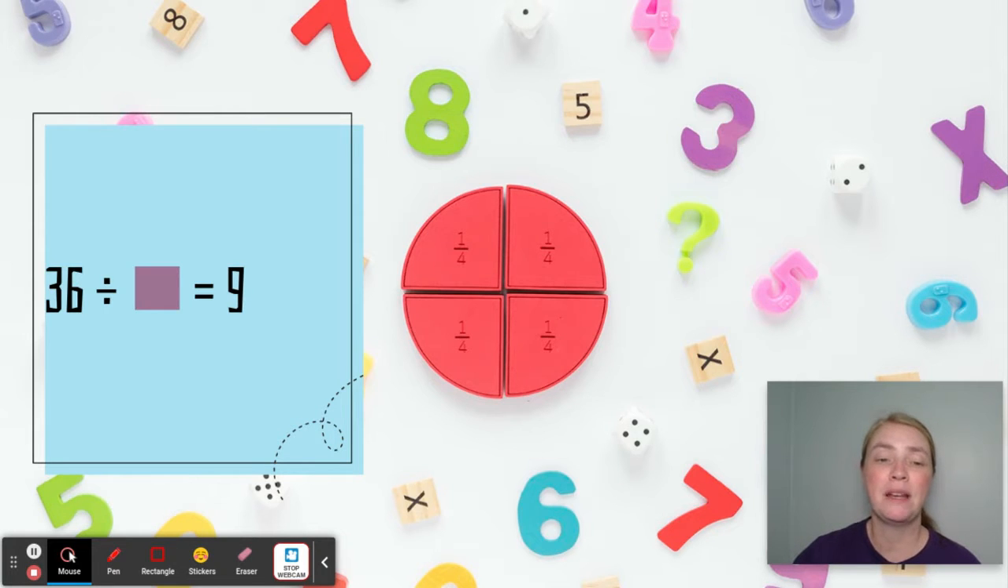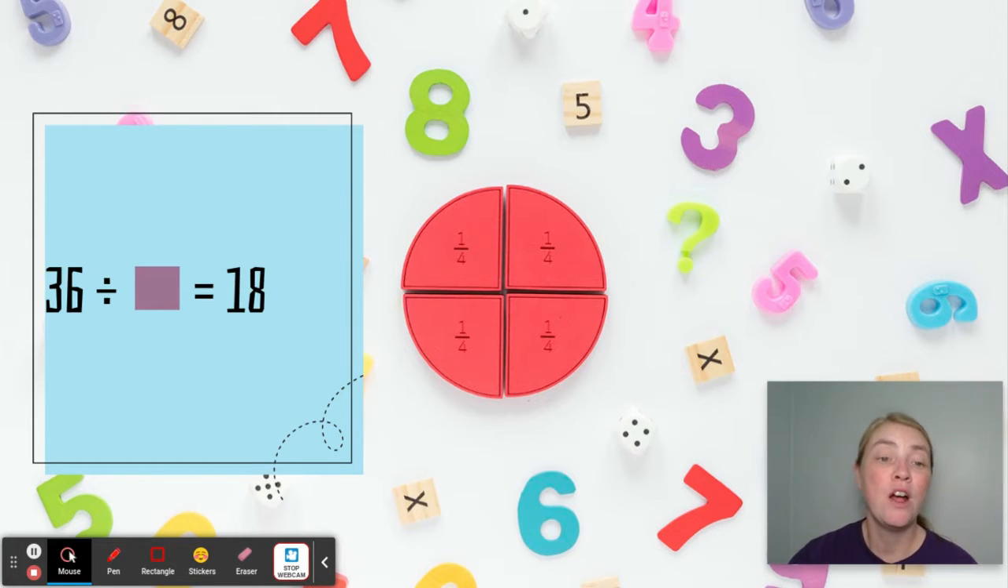36 divided by what number is equal to 9? Did you come up with the answer? If you said 4, you would be correct. 9 times 4 is 36, so 36 divided by 4 will be equal to 9. 36 divided by what number is equal to 6? I see it right on the screen twice, both in blue. The answer is 6. Kiss your brain if you got that right.